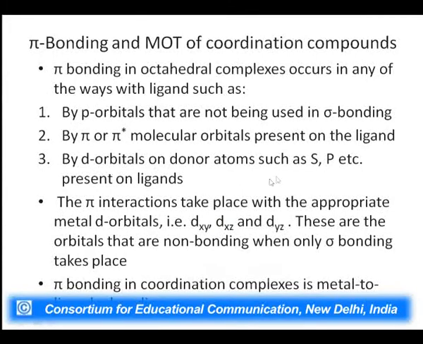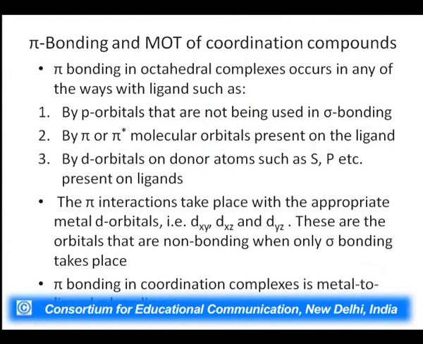D orbitals on donor atoms like sulfur and phosphorus: the d orbital of the ligand can overlap with the d orbital of the metal that has the same symmetry and lies in the same plane, so as to form an additional bond to the sigma bond. Hence, pi interaction cannot be ruled out, and it is always present. These are the normal three types that we have to consider.